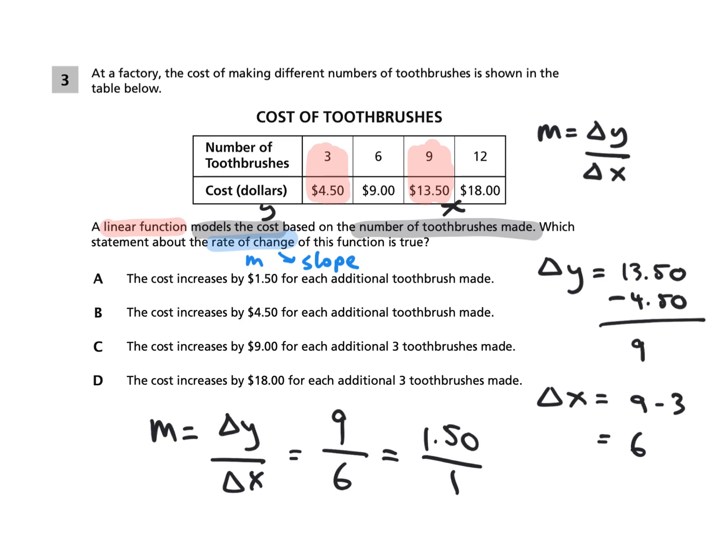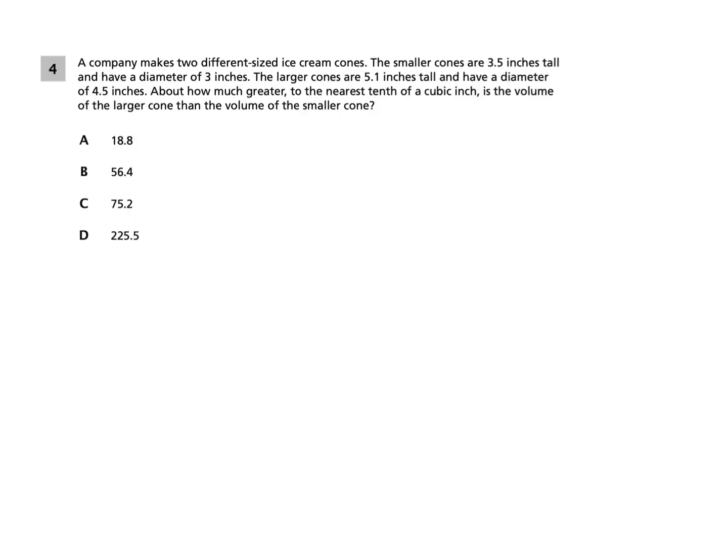Let's go through the choices. The cost increases by 150 for each additional toothbrush made. Hey, I just said that, so that's the answer. All right, so this is how you do this type of problem. Let's go on to number 4.